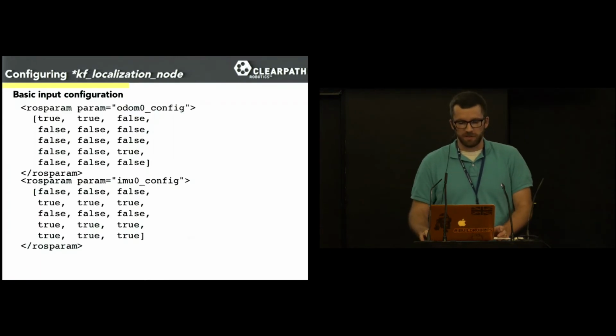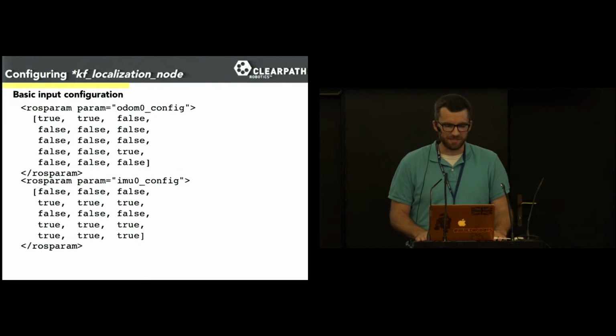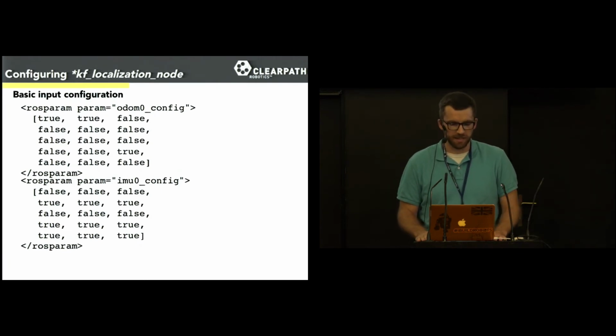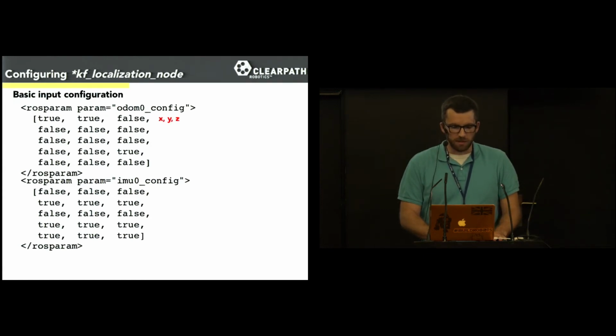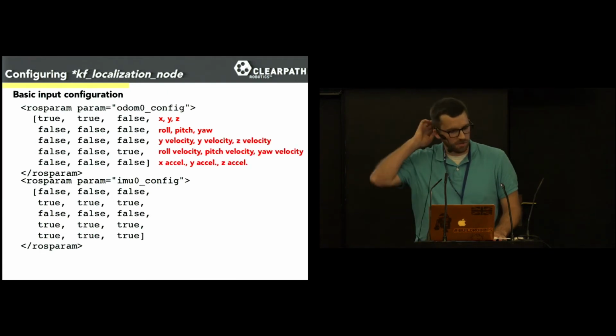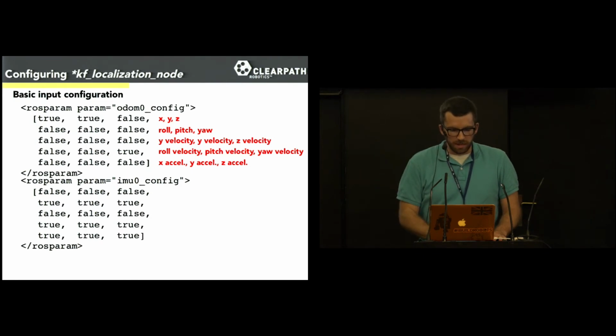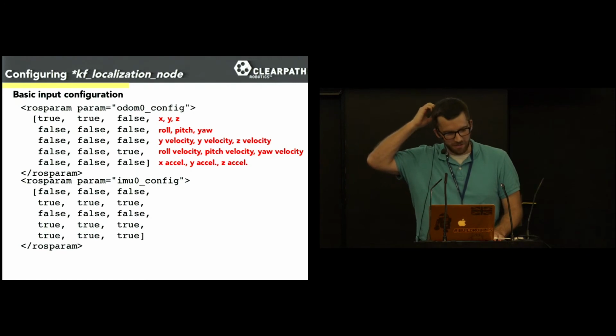So basic input configuration. I could probably spend the rest of this talk and then another one going over just this, but I'll go over the key points. The order here is x, y, z, roll, pitch, yaw, velocities for those, and then linear acceleration. It's important to make sure that across all of your different sensors, you're covering at least each of the pose variables. If you can't do that, cover one of the velocity variables, and if you can't do that, you're probably in trouble. Your covariance is going to grow very quickly.